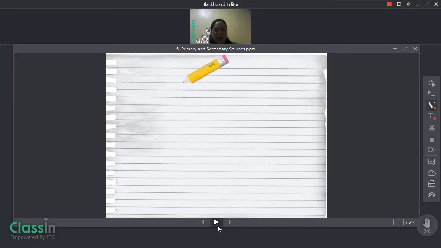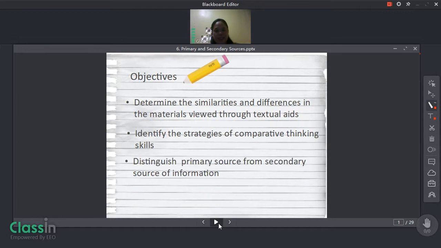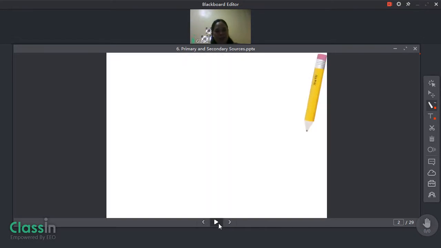Okay, our today's objectives are the following. Determine the similarities and differences in the materials viewed through textual aids. Identify the strategies and comparative thinking skills. And then distinguish primary sources from secondary sources of information. To begin with our lessons, let's have first this activity.